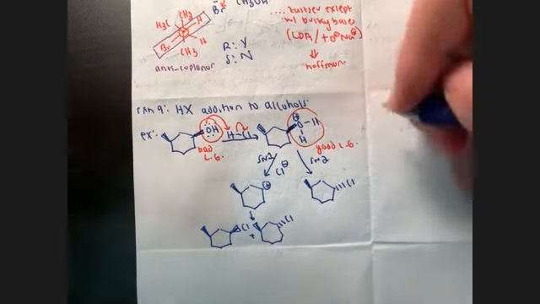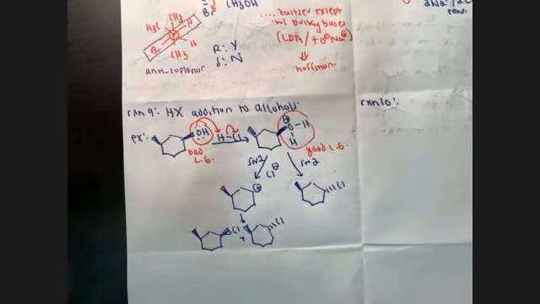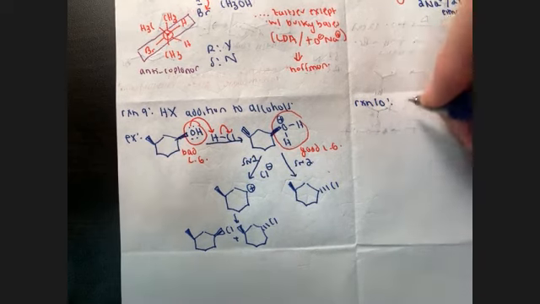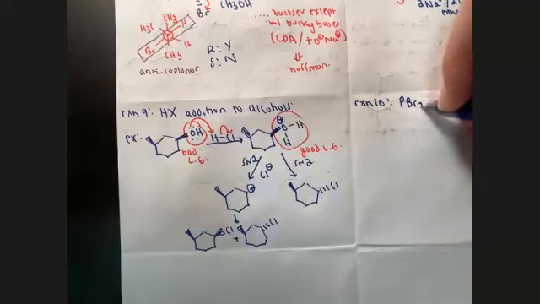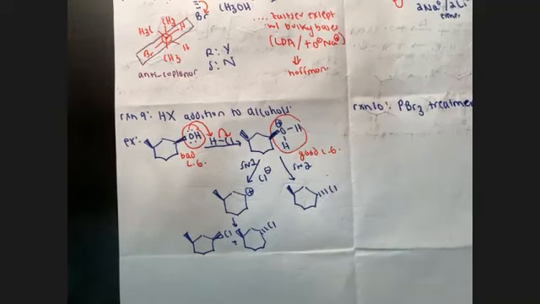All right, so reaction 10. Okay, so that's HX addition to alcohols. Again, the whole goal was to make this a good leaving group. So now we're going to just do PBr3. So this is phosphorus tribromide treatment of alcohols. That's really the only way I'm going to call it. Treatment of alcohols.